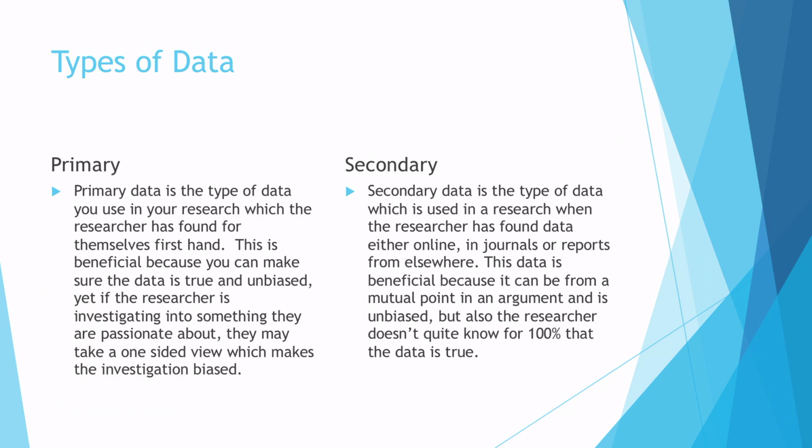This data can be beneficial because it can be from a mutual point in an argument, and is unbiased, but also the researcher doesn't quite know for sure that the data is 100% true, as even if it is from the mutual response and the mutual viewpoint of the argument which you are looking into for the research, we don't know if the 100% reliability is there for the data. This could affect the research negatively, as it could make the whole test and whole investigation go completely wrong, as one small mistake in data can completely affect how reliable and how true your results are.